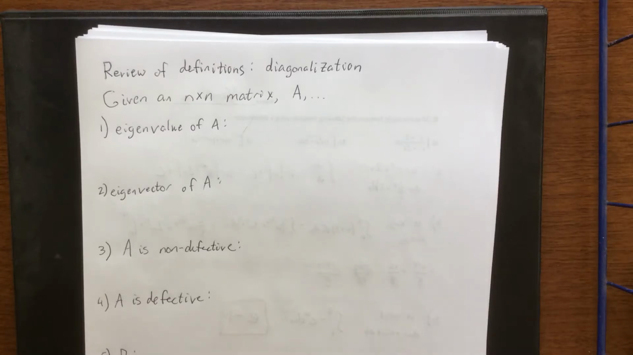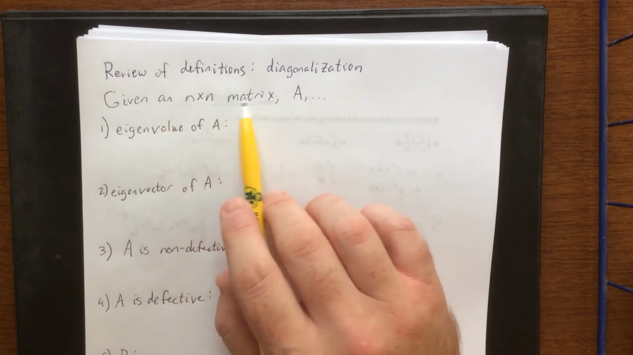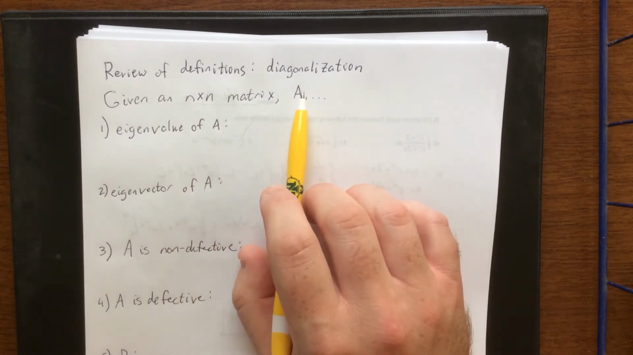So the subject of this playlist is going to be the orthogonal diagonalization of a symmetric matrix. However, before we get to that, I'd like to review a couple definitions that will be used throughout the course of this section. So, with that in mind, here is a review of definitions for the process of diagonalization.